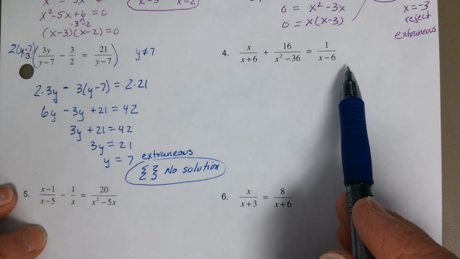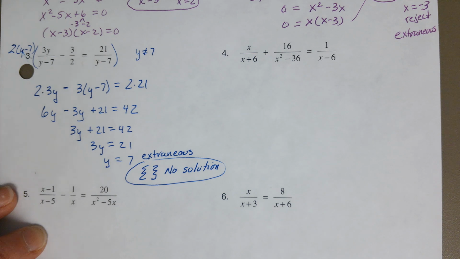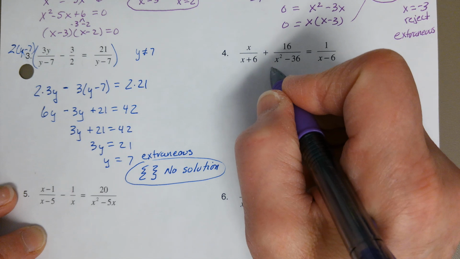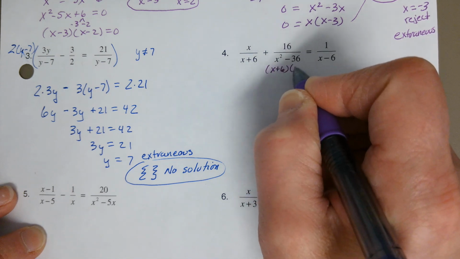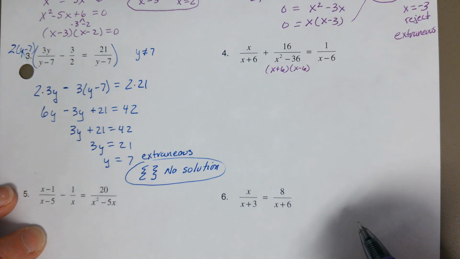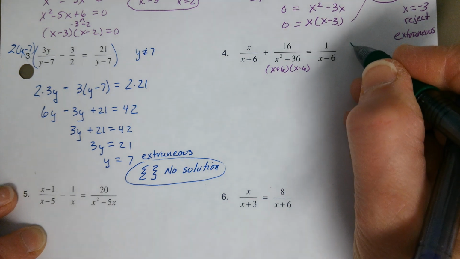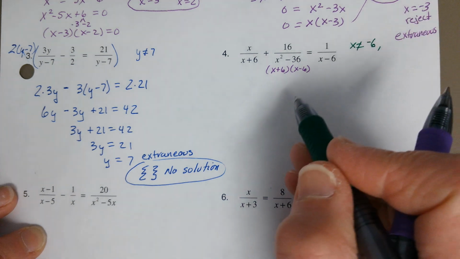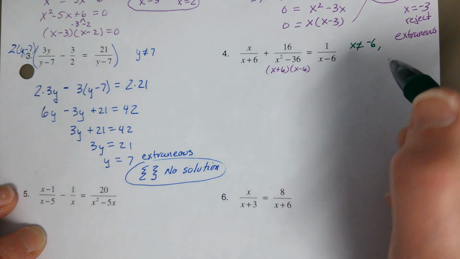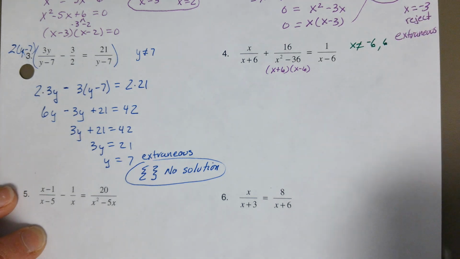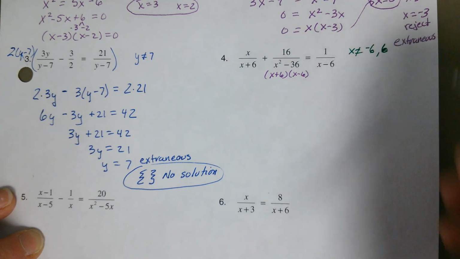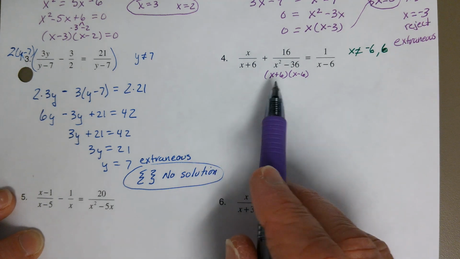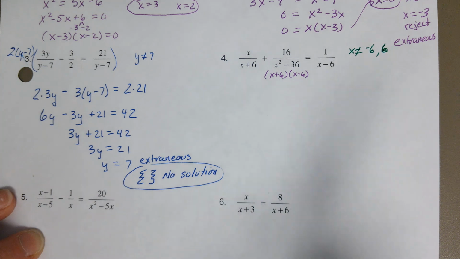With number 4, with this denominator here of x squared minus 36, factor it. X plus 6 times x minus 6, it's a difference of perfect squares. Make note, x cannot equal negative 6 or positive 6. x cannot equal 6 or negative 6. The least common denominator is x plus 6 times x minus 6.